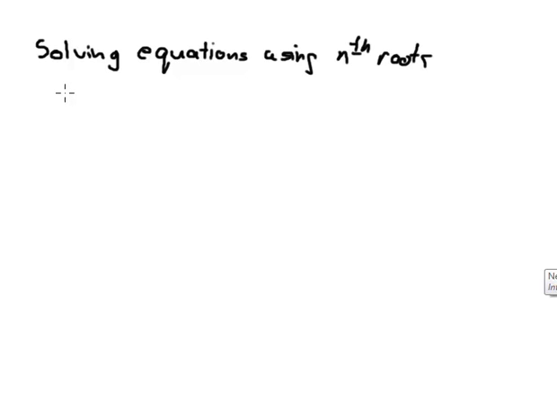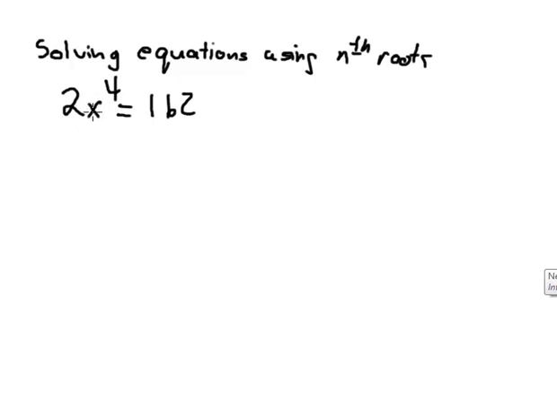We're going to look at solving equations using nth roots and also some properties of rational exponents. Let's say we have an equation like 2x to the fourth equals 162. If you want to solve an equation that has an exponent like this, and you only have two items in the equation, what you want to do is get the thing that has the exponent by itself on one side.